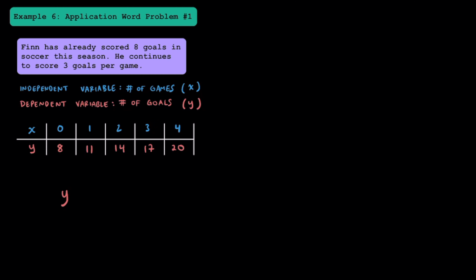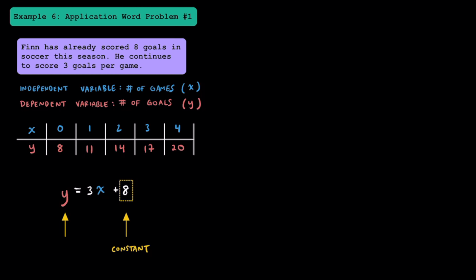And for our linear equation, we're going to have y equals, and he's scoring 3 goals per game, which is going to be 3 times x, or 3 times the number of games, and we'll add on our constant here of 8. Remember that this y here represents the total number of goals that Finn has scored, and that's going to be dependent on these 2 things on the right.